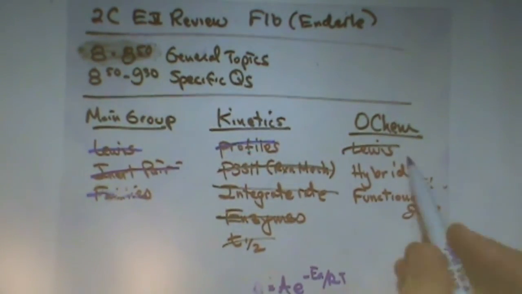Let's do some hybridization and some functional groups. We'll do those together, and then we'll pause the general topics part of the review. Okay. I'll just draw a crazy molecule and we'll do hybridization and functional groups together.